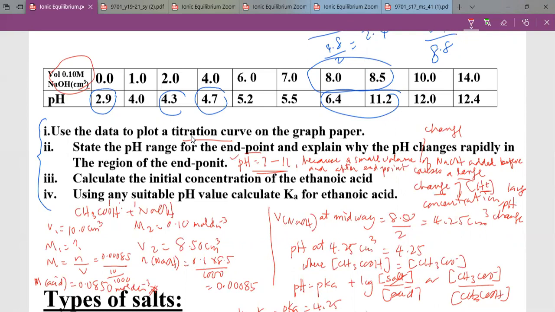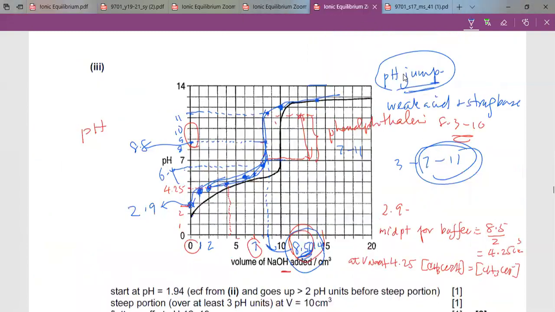Calculate the initial concentration of your ethanoic acid. Of course, to calculate the initial concentration, there are 2 ways. You can start from here, or you can find the end point. Remember, I told you to take the last 2 points before the jump. The current one today was 8.8. You trace down here, and the volume is 8.50. So this is the end point.